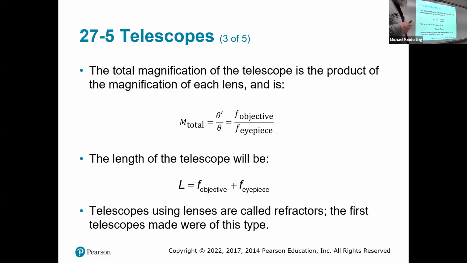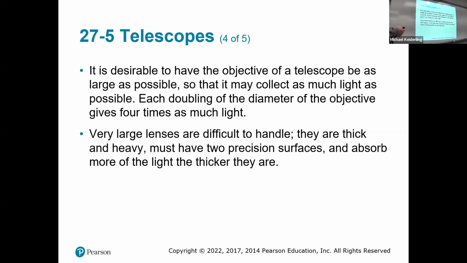for using this. You can also use mirrors for telescopes. That is what Isaac Newton did. He was the one who developed the first mirror-based telescope. So it's desirable that the objective of a telescope be as large as possible so that it may collect as much light as possible. Each doubling of the diameter of the objective gives you 4 times as much light. And very large lenses are difficult to work with. They're thick, they're heavy, they have to have 2 precision surfaces. They absorb more light the thicker they are. They're harder to hold because you can only hold them by the edge.